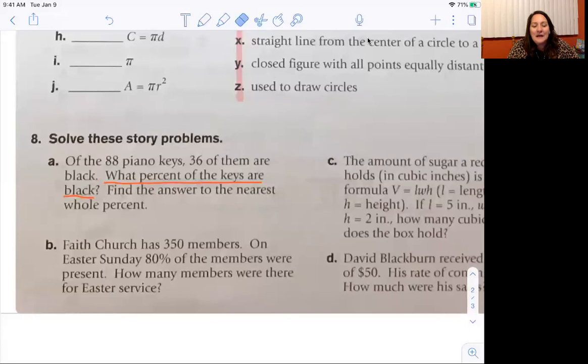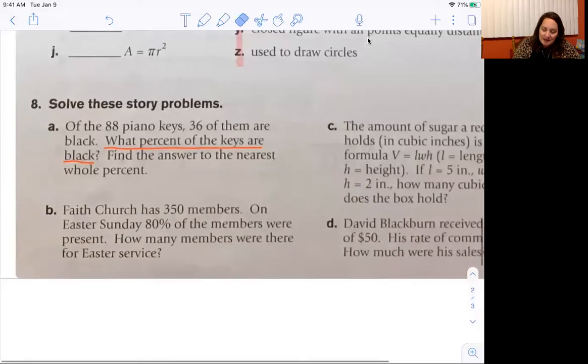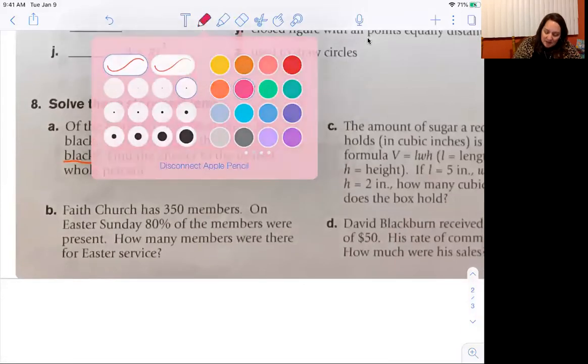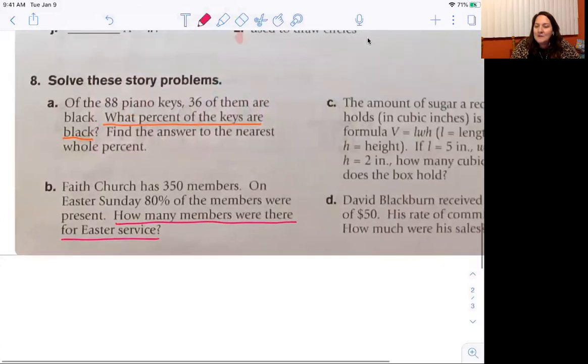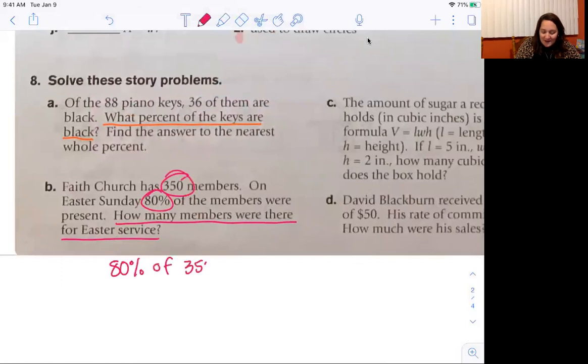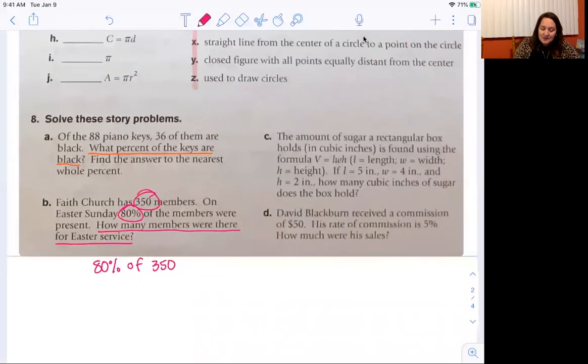Okay, letter B. Faith Church has 350 members. On Easter Sunday, 80% of the members were present. How many members were there for Easter Sunday? What's my question? How many members were there for Easter Sunday? How many members do they have? 350 members. How many were present? 80%. We are just finding 80% of 350. So that is all that your assignment is for today.